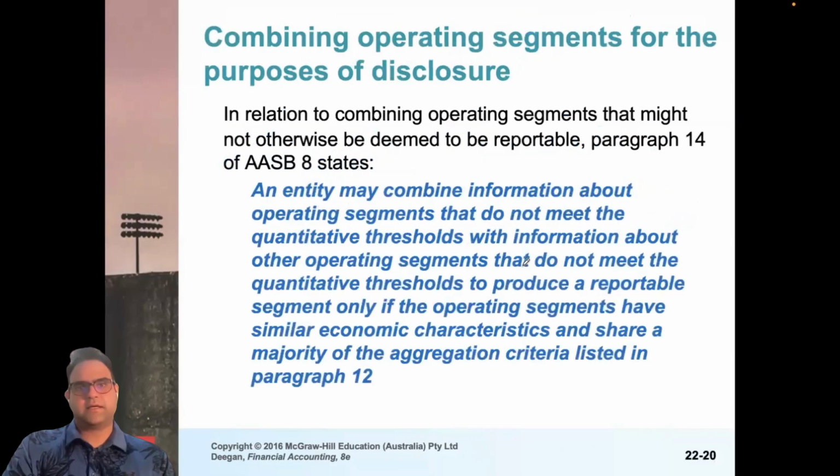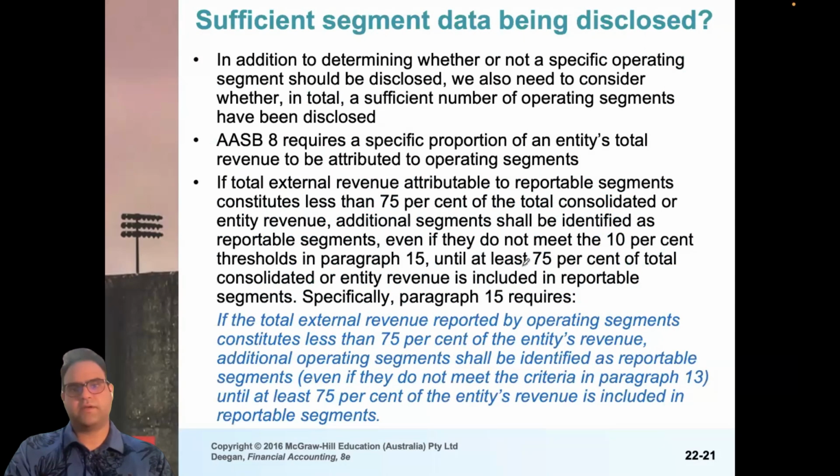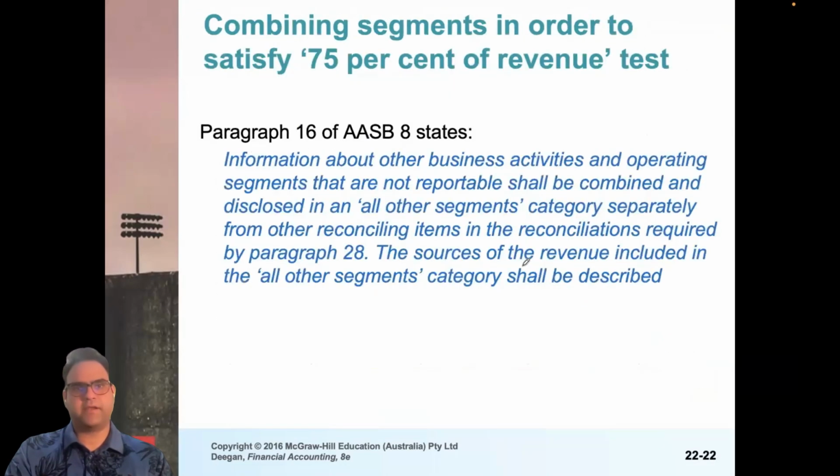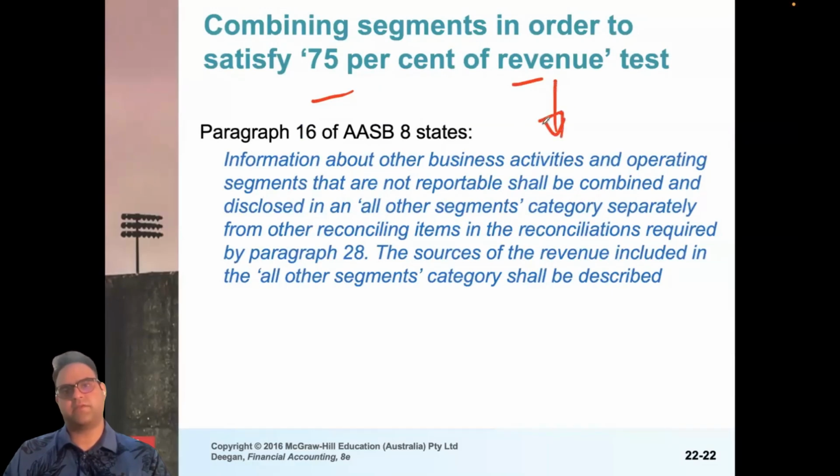Moving further is combining the operating segments for the purpose of disclosure. Yes, we can do that. Again, it's the same discussion which we have done before. Then, if the company is combining segments and a segment has 75% of the revenue, definitely it becomes a reportable segment.